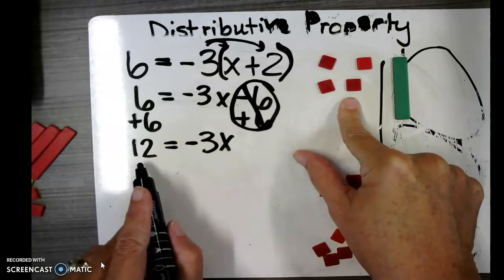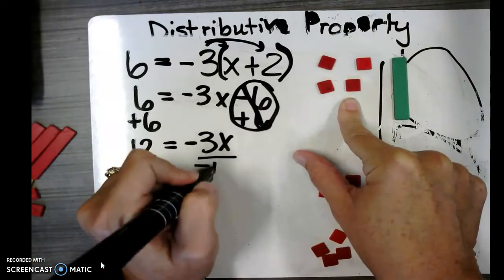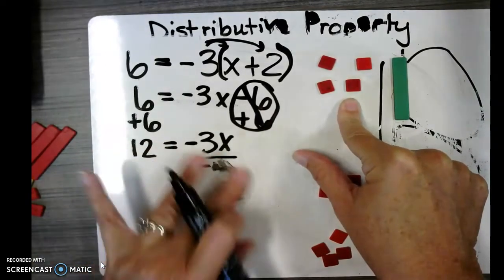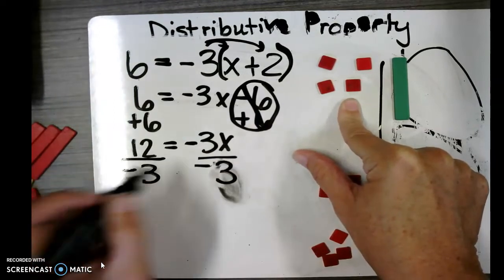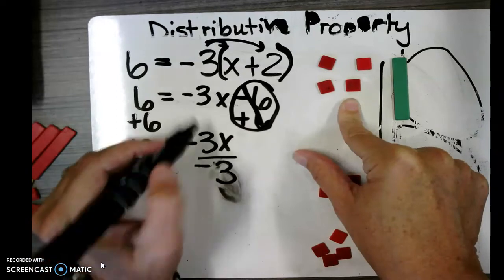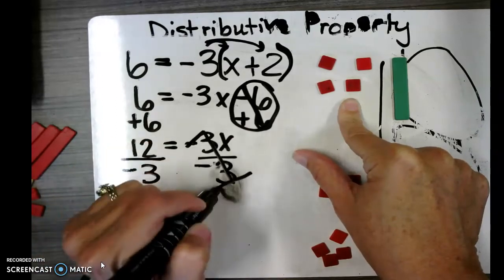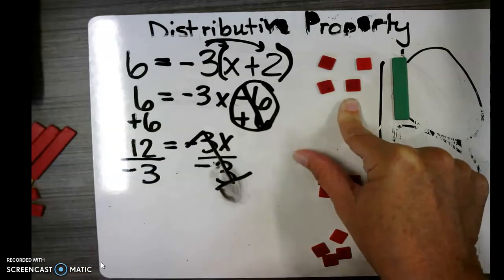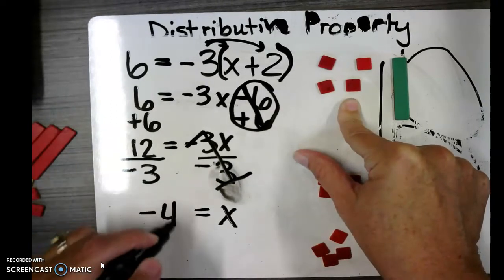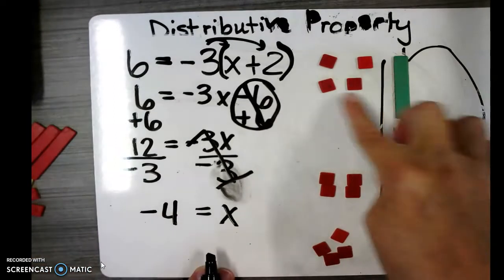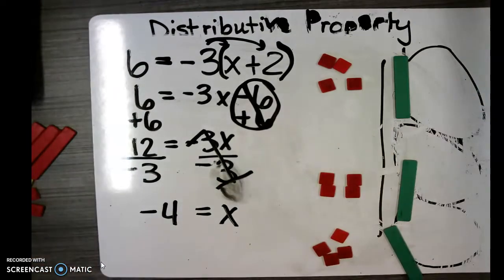And now how does that look on the equation side? I'm going to divide by negative 3 on both sides. Negative 3 divided by negative 3 makes a 1. So I'm going to cross through it, making a 1. That leaves me a single x. And now I'm left with negative 4. So 1x is negative 4 pieces. Okay, we have one more example to look at.